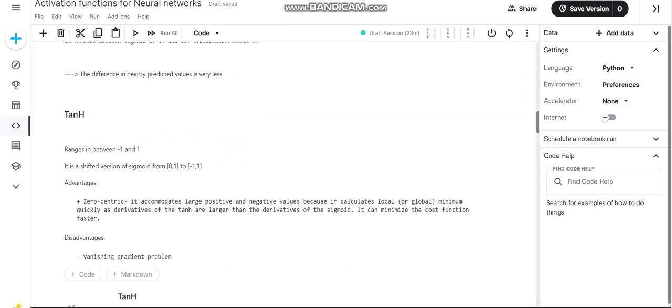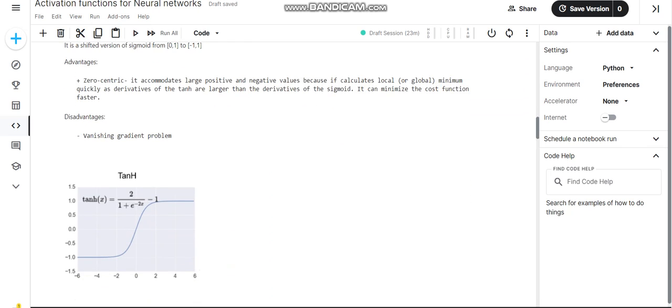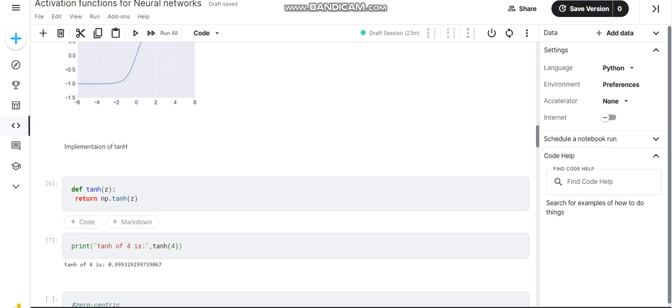Now tanh. The range of tanh is between -1 and 1. What are the advantages? It is zero centric, it accommodates large positive and negative values, and it is quicker for the cost function to minimize when we use the tanh function. What are the disadvantages? One being, it gives rise to the vanishing gradient problem. The equation for the tanh function is 2 by 1 plus e to the power minus 2x, minus 1. Now let us see a few values of tanh.